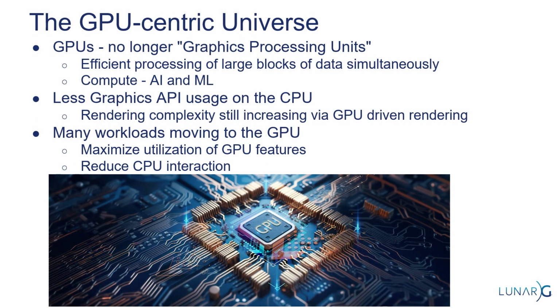So the GPUs, they're no longer just graphics processing units, right? I mean, GPUs are designed to be very efficient at processing large blocks of data simultaneously. And so we see them in artificial intelligence, machine learning, lots of compute applications as well. And in fact, less graphics is being done on the CPU. Graphics API calls are being done on the CPU, but rendering complexity continues to exist via GPU-driven rendering. And many workloads are moving onto the GPU.